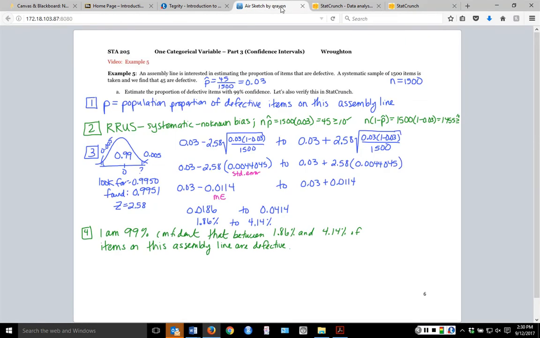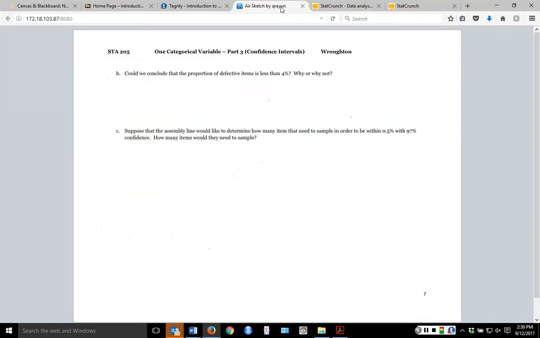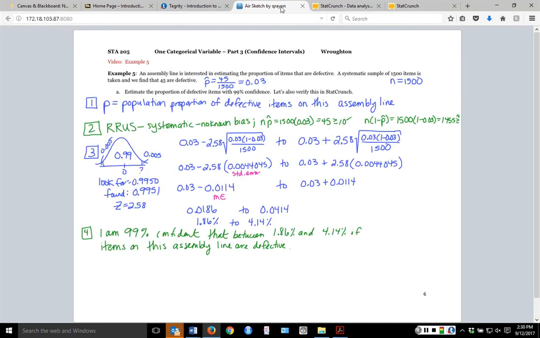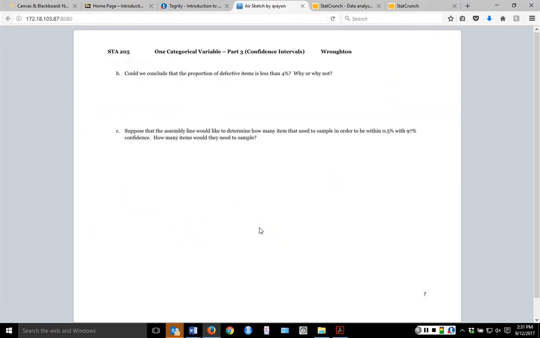So that's just part A of the question. Then it asks us, could we conclude that the proportion of defective items is less than 4%? Why or why not? So if we look at our confidence interval, we're really asking ourselves, is the entire confidence interval less than 4%? It's not, right? So part of our confidence interval is greater than 4%. So we cannot conclude that because of that reason. The entire confidence interval is not less than 4%.